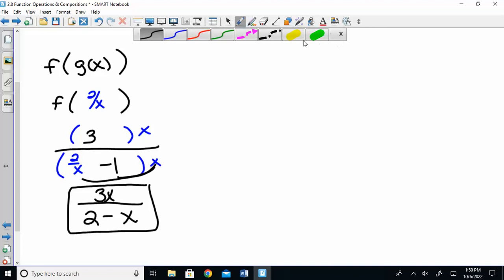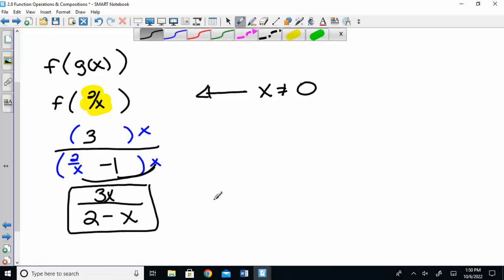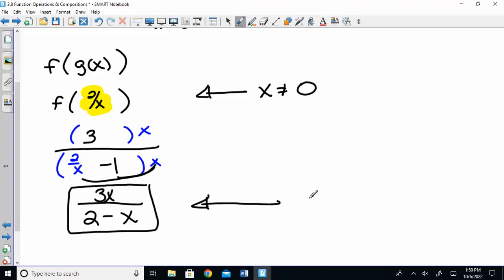Now we need the domain. That's my composition. Domain. We look 2 places. The original inside. When I look right there, what do I notice? X cannot be 0. When I look down here at my final answer, the bottom, 2 minus x, cannot be 0. So if I solve that, add over my x, I get that 2 cannot equal x.